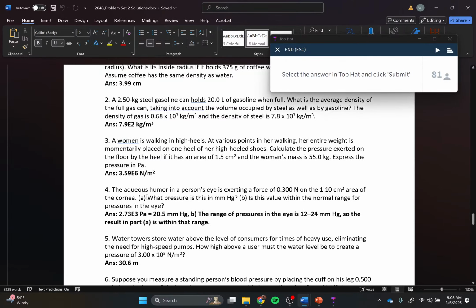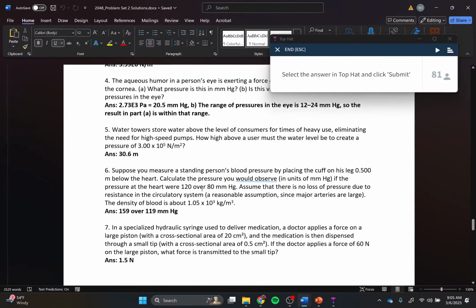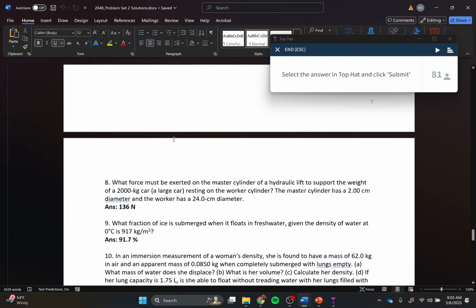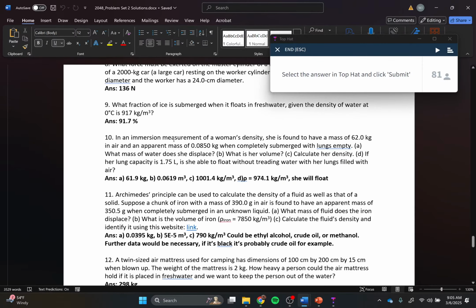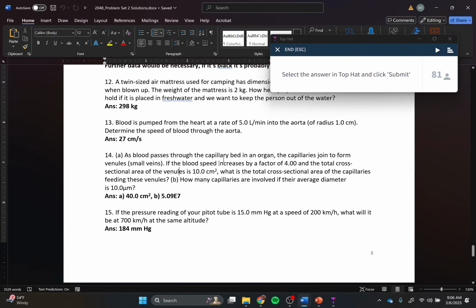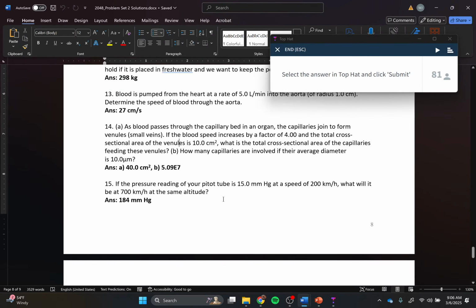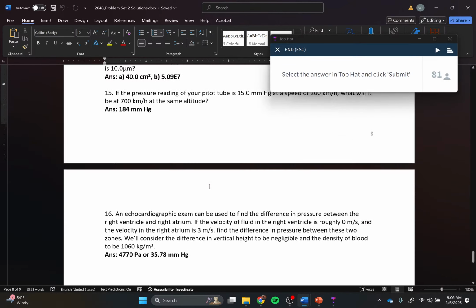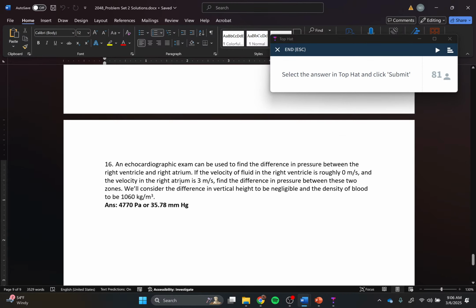So I got one with an eyeball. I've got blood pressure. I've got a syringe. There's a lot of applications to medical practices. The last problem, well, there's a couple here: how blood passes through capillaries and how the velocity of the blood changes, and then an echocardiographic exam.